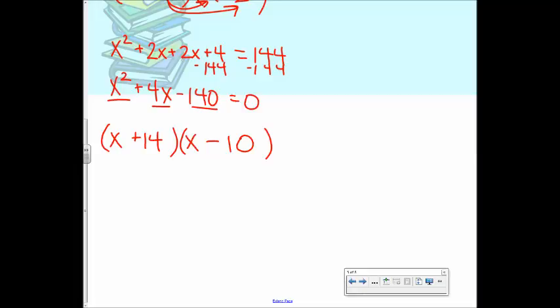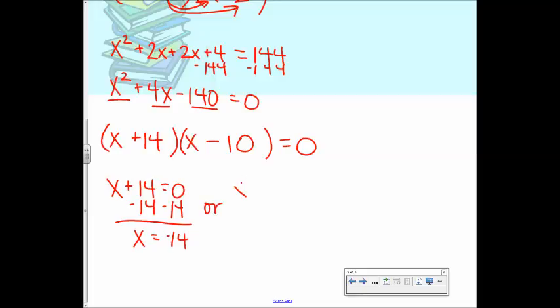All right, so then people say like, well, do I need to solve it? Yes, you still need to solve it. So that equals 0, which means that either this part equals 0 or this part equals 0. So to figure out what your answers are, you can do this. X plus 14 equals 0, and then x equals negative 14, or x minus 10 equals 0, plus 10, plus 10, x equals 10. So your two options here are x is negative 14, or x is positive 10.